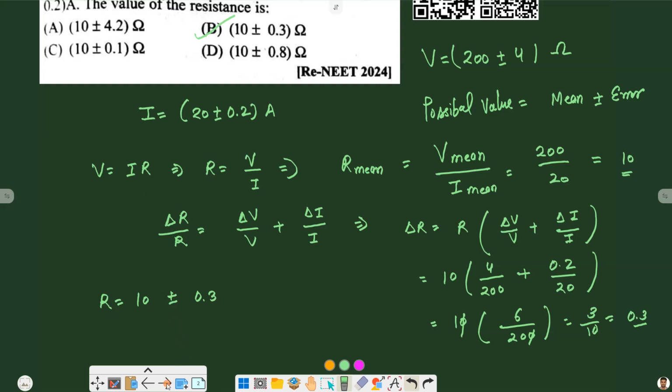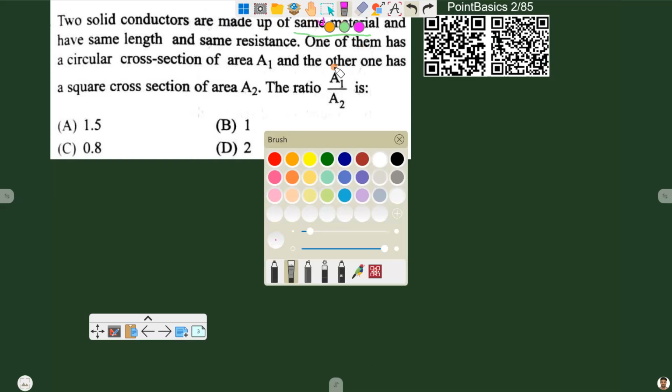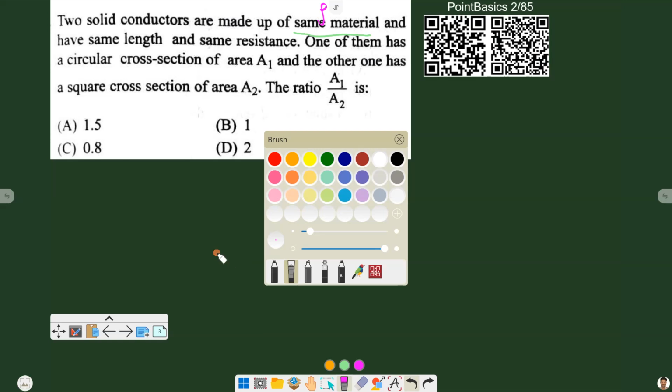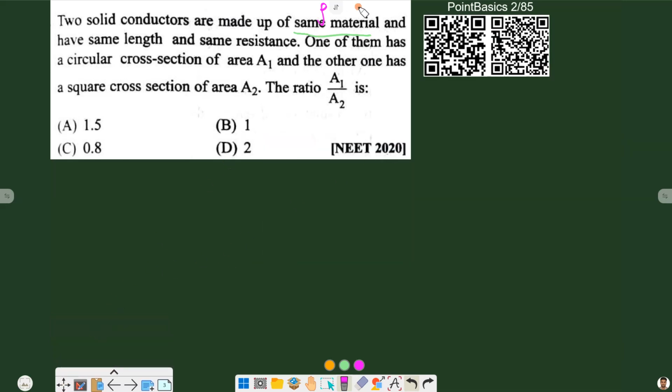Moving to the next one. Two solid conductors are made of the same material. Same material means their resistivity rho is same. Rho is same, and they have same length, same resistance. One of them has circular cross-section area A1 and other has square cross-section area A2.